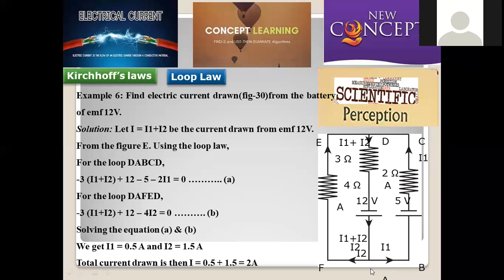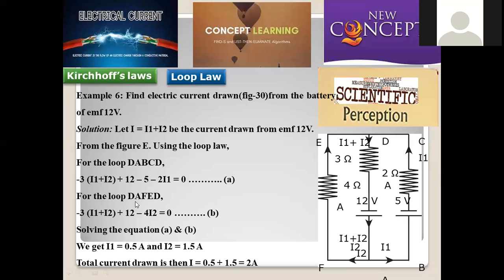Which loop are we considering? D, A, B, C, D. This loop was taken into consideration. It consists of 2 batteries and 2 resistors, whose potential differences are measured. One battery voltage is 12, another battery voltage is 5. One resistor voltage difference is 3 into (I1 plus I2). The second resistor will be 2 into I1. All these taken into algebraic sum, the ultimate value will become 0.